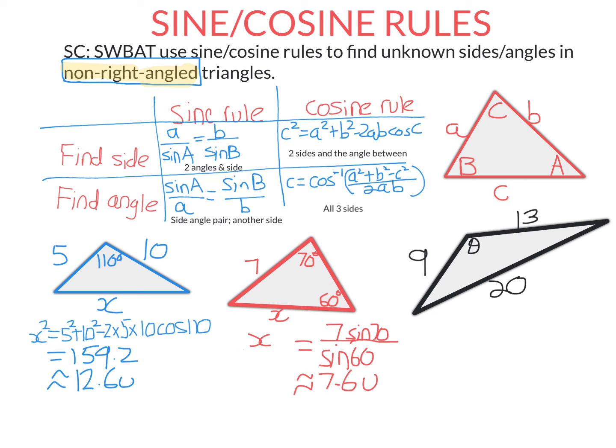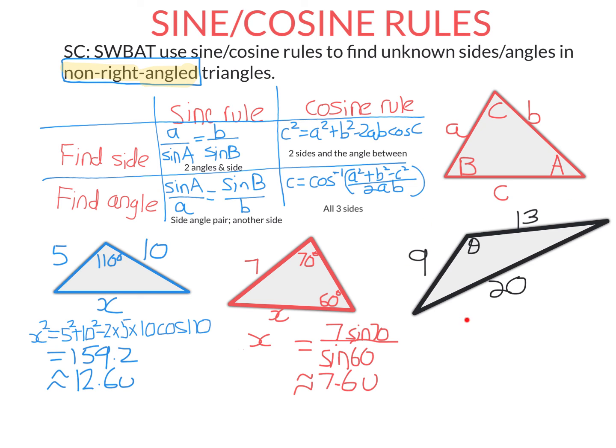In a previous video, I told you that in any triangle, the largest angle is always opposite the longest side, and the smallest angle is always opposite the shortest side. We can use that rule to see if we're on the right track. In both of these cases, I was finding a side. Because 110 has to be the largest angle in this triangle, the answer I get needs to be larger than 10 and 5, which it was, so I know I'm on the right track. Over here, because x is opposite a larger angle, 70 is larger than 60, the answer I get for x must be more than 7, which it was, so I know I'm on the right track.